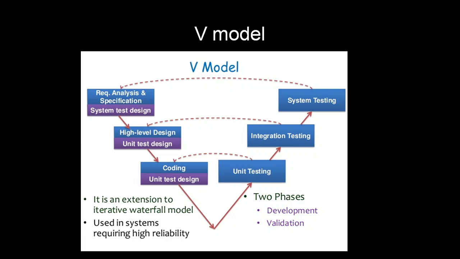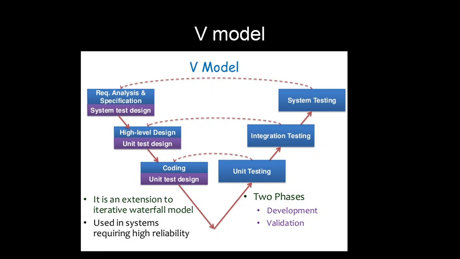Here we have two phases. One is called the development phase, and the second is the validation phase. In this V, the left side line is the development phase, and the right side is the validation phase. So we have mainly two phases in this V model, even though each phase has sub phases. The first phase is the left line, which we call the development phase, and the right line is known as the validation phase.